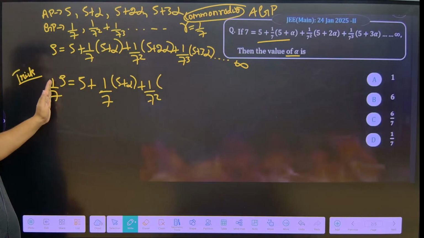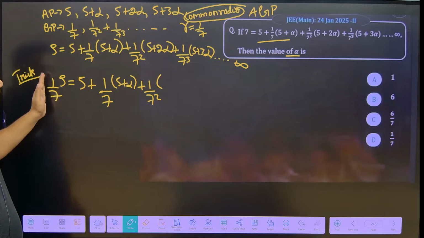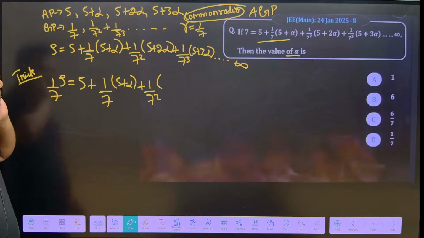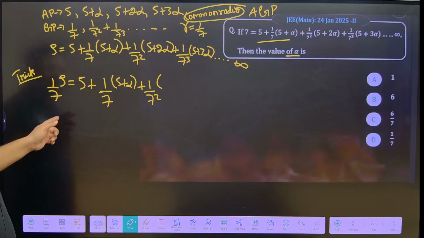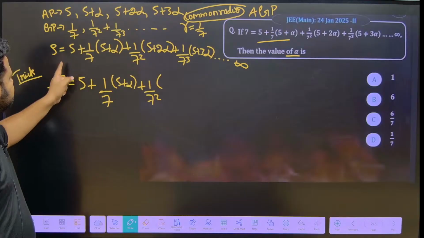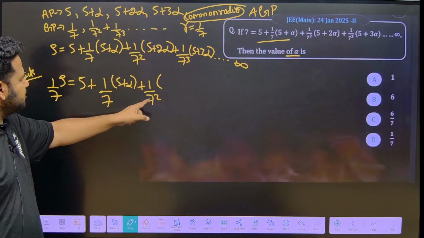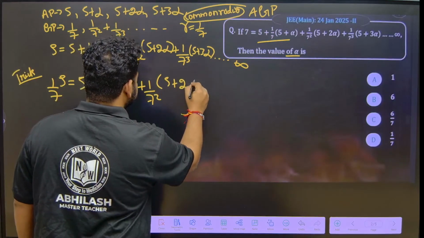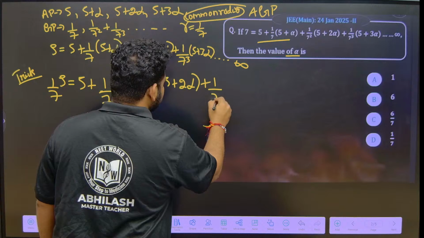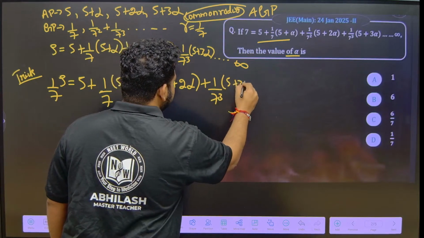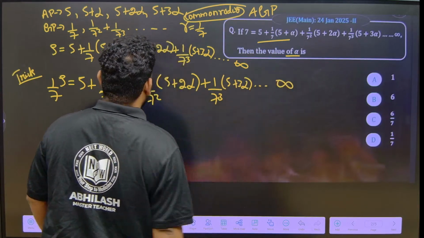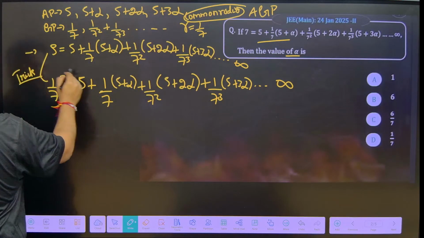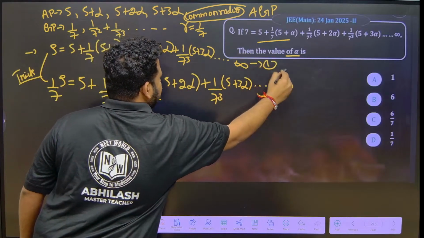But here this will become S by 7. Now this is what we have: 5 plus alpha, then 1 by 7 square into 5 plus 2 alpha, then 1 by 7 cube into 5 plus 3 alpha, and so on up to infinity. Now I have to do this minus this. Suppose I write this as equation 1 and this as equation 2.